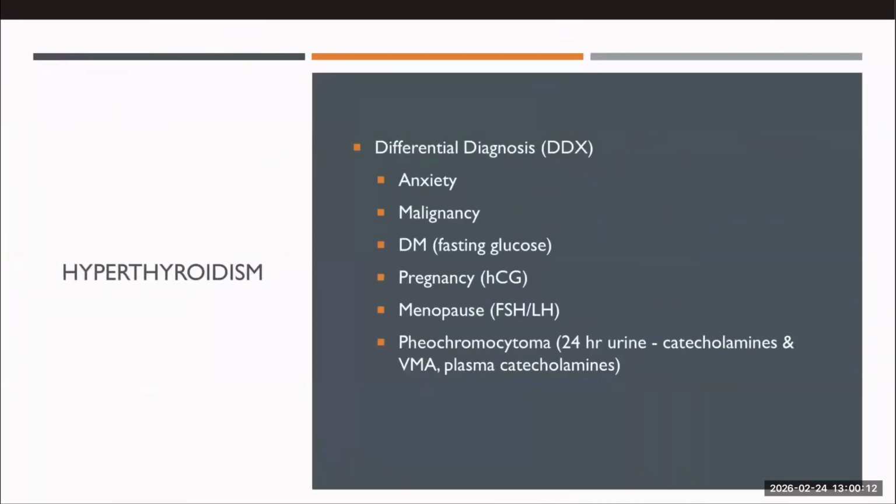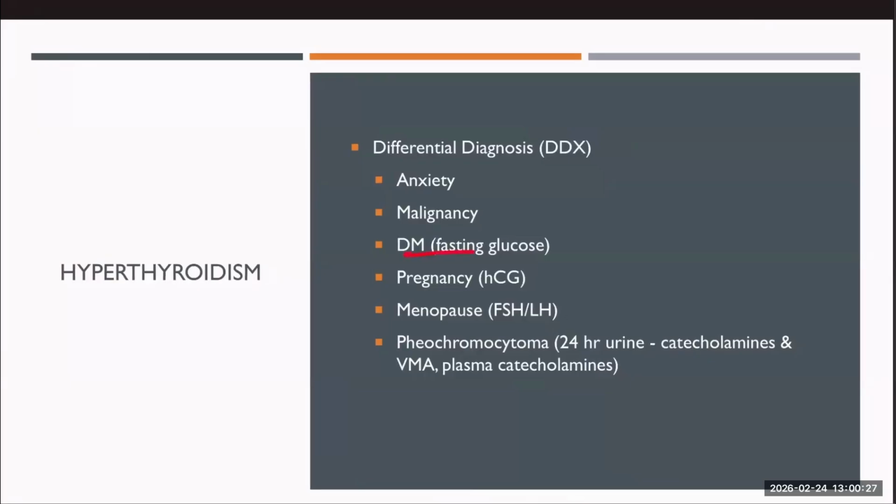So some differentials for hyperthyroidism. Remember, they're going to come in with sweating, tachycardia. So that could be a bunch of different things. We don't know what that is when they first come in. So anxiety, it could be a malignancy. Diabetes, especially if you have a hypo event, you get tachy, sweaty, irritable. Pregnancy, menopause. Here's our pheochromocytoma. That could also have some effect on the thyroid.